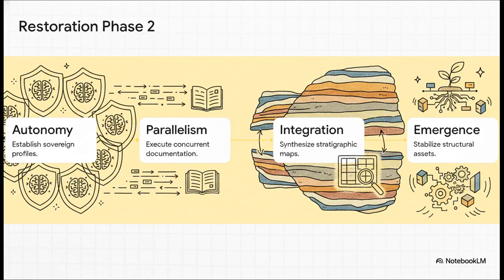The final boot sequence actually requires running completely independent architecture. Step 4, autonomy, requires us to establish sovereign operational runtime profiles. Step 5 is parallelism, where we execute concurrent documentation away from the failing system. Step 6, integration, means synthesizing clean, historical stratigraphic maps. And finally, Step 7 is emergence. This results in the complete stabilization of structural assets, bringing the whole system safely back into equilibrium.